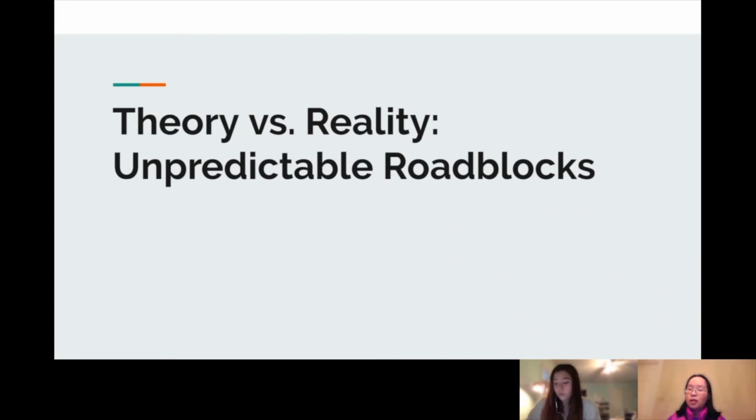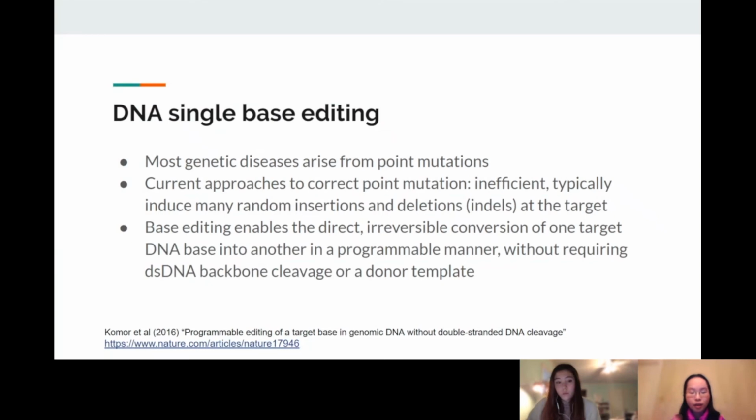Now, again, let's look at theory versus reality. Where are roadblocks more unpredictable? In this example, we're going to take a look at DNA single base editing. Most genetic diseases arise from point mutations. A point mutation is a mutation in a single nucleotide of DNA.